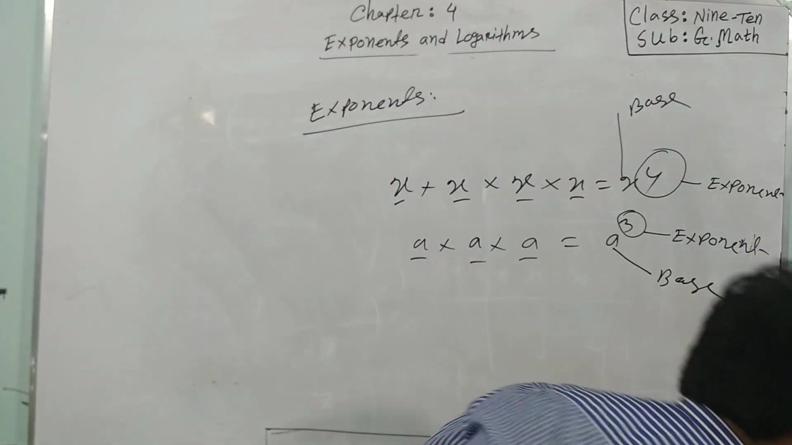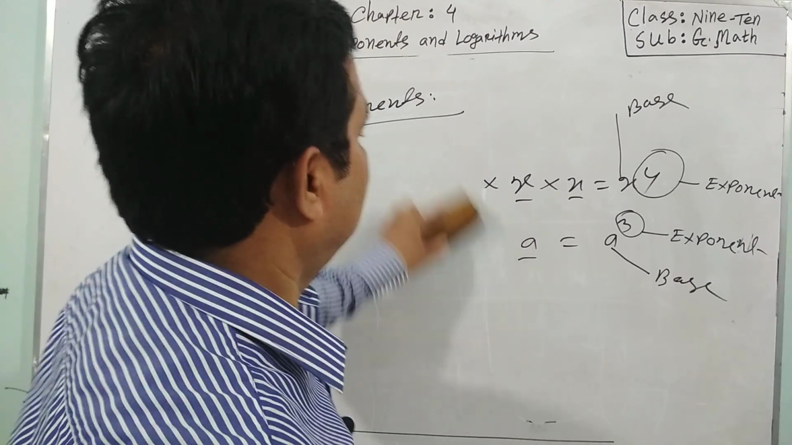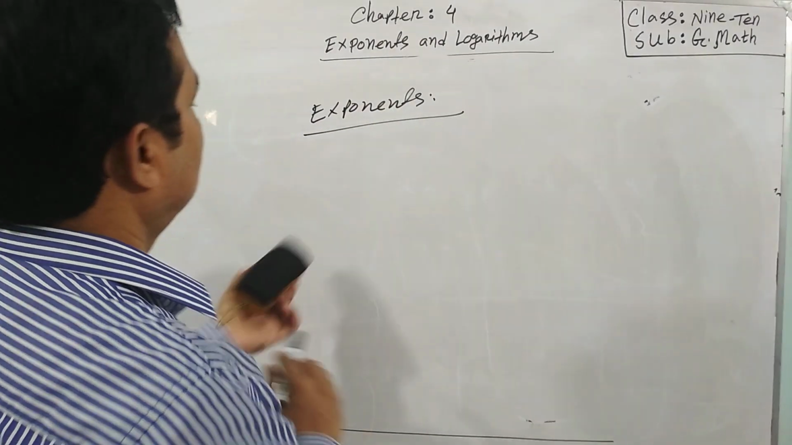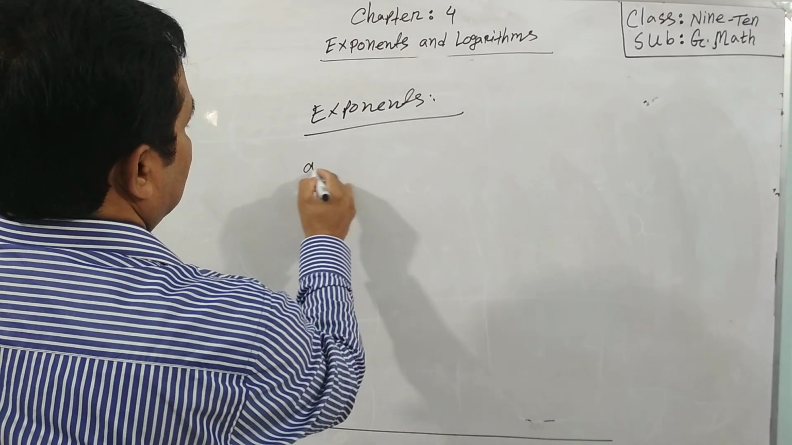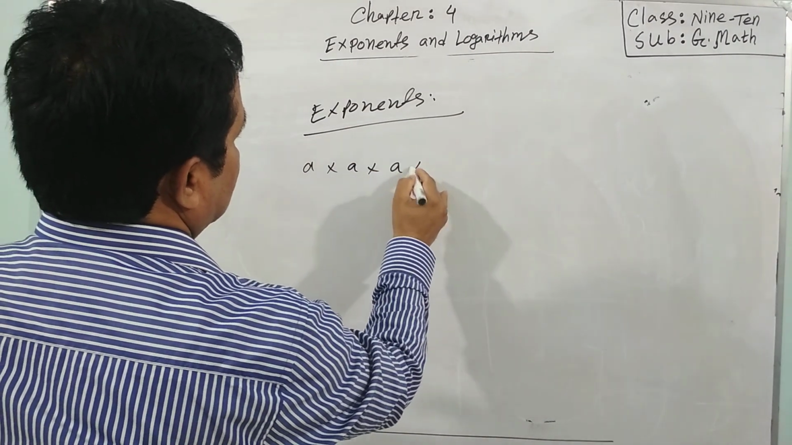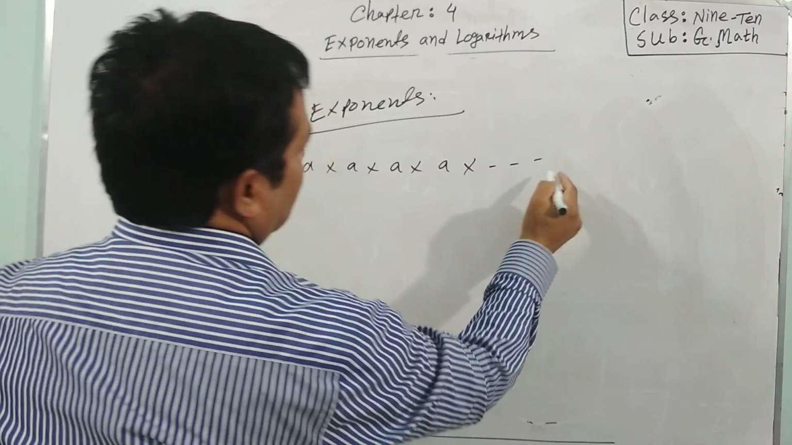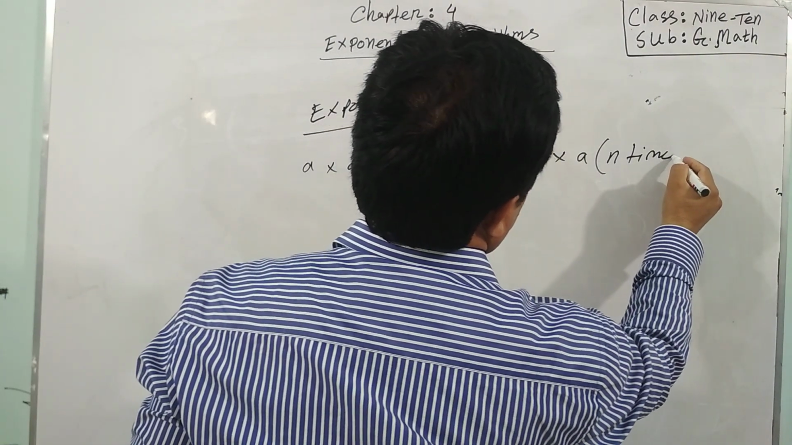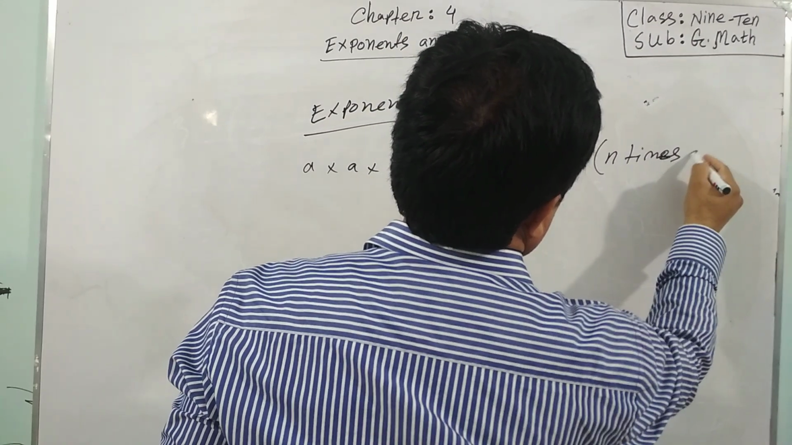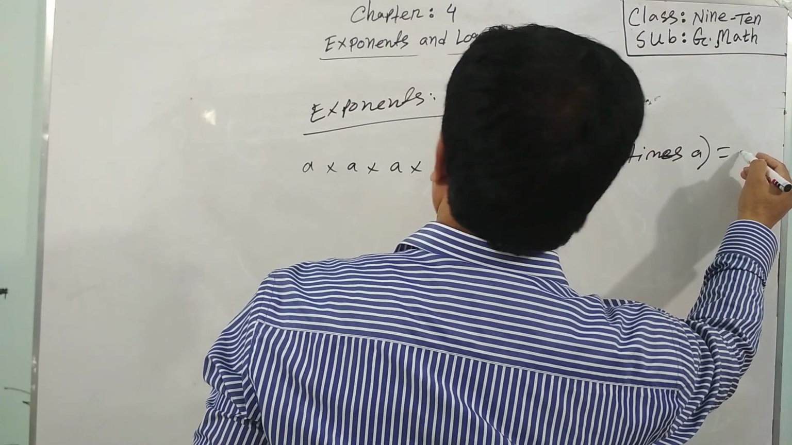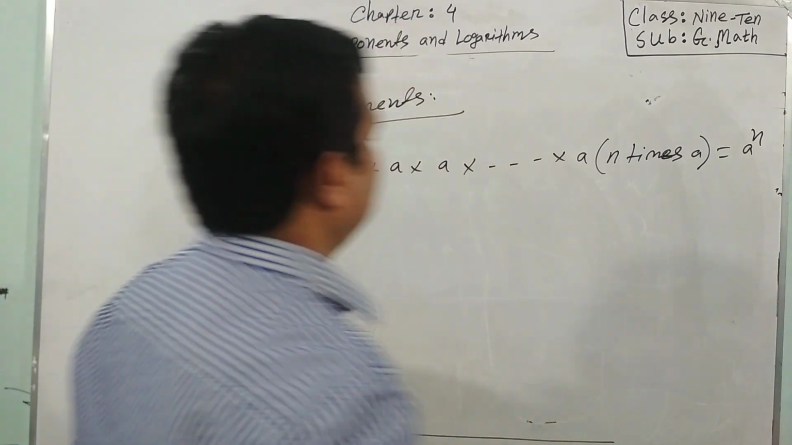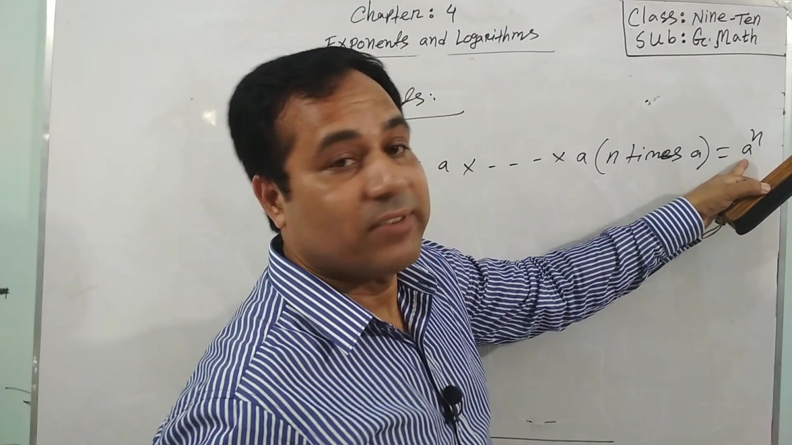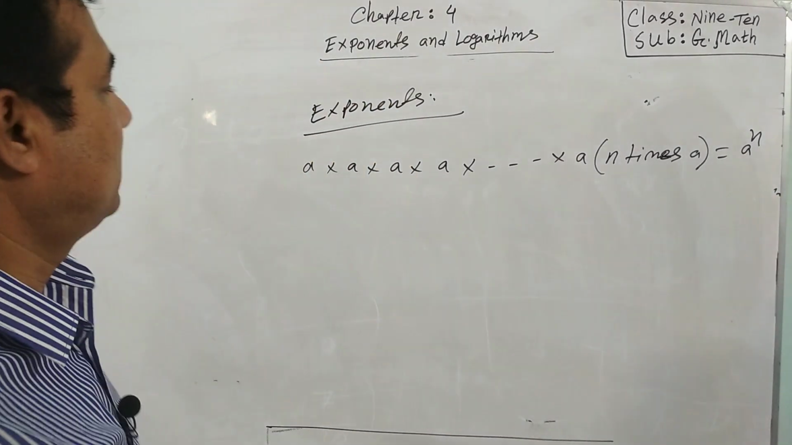Similarly, next example: a into a into a into a, into a, n times, equals a to the power n. Here n is called the exponent and a is called the base.